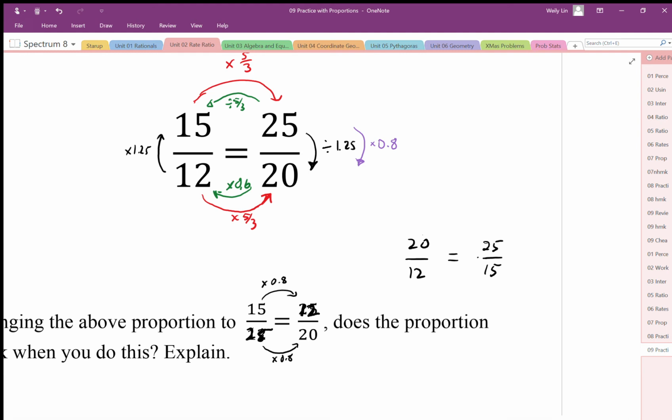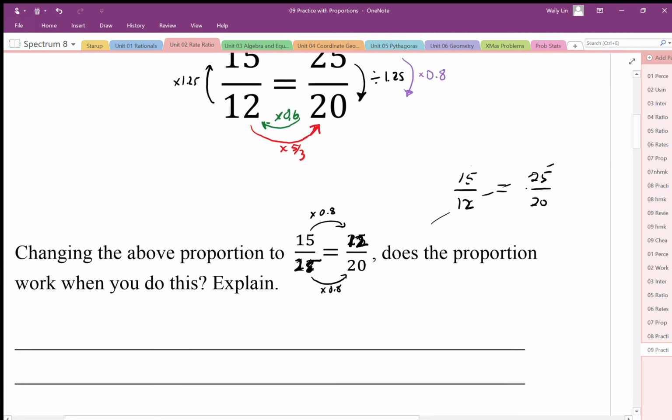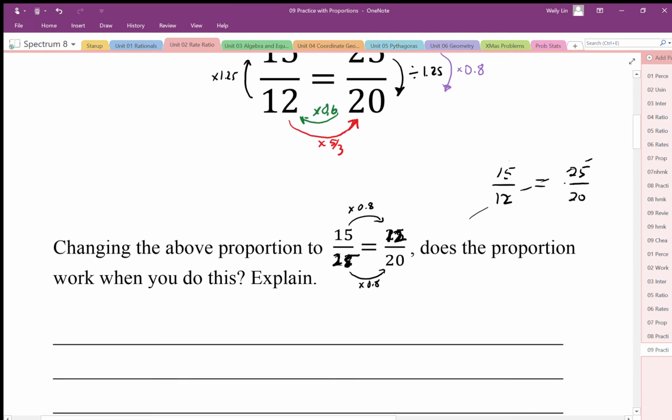There is this diagonal relationship as well. We can actually spin it across a diagonal line, and we get 15 and 20, and this relationship again holds true. 15 divided by 12 is the same as 25 divided by 20. So there's all sorts of symmetry that exists within this proportional relationship.